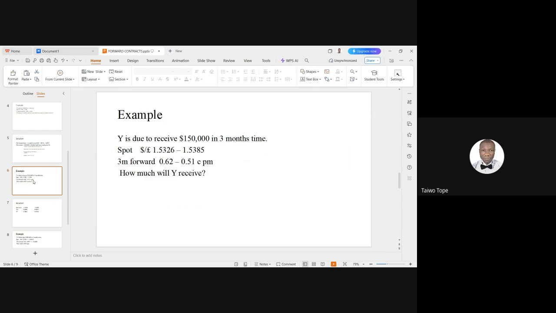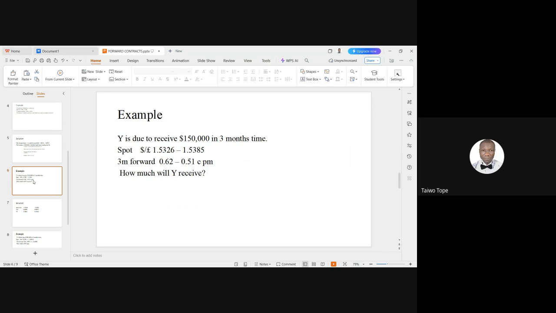$1.5385. So what is Y doing in this case? Y is expected to receive $150,000, meaning Y will sell US dollars and buy what? And buy pounds in 3 months. So Y goes to the bank to sell USD, and then what will happen? They tend to get pounds in return.